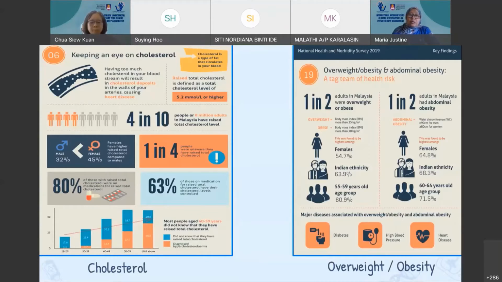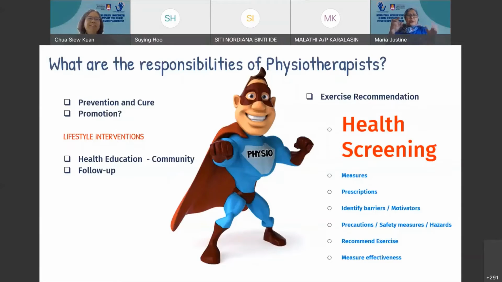And lastly, overweight and obesity and abdominal obesity. The statistics by the National Health Morbidity Survey found that 50% of adults in Malaysia are either obese or overweight, and 50% have increased waistline size or abdominal obesity. So who is this population? The majority are females, of Indian ethnicity, and for obesity or overweight among those 55 to 59 years old, and for abdominal obesity or adiposity, those among 60 to 64 years old. So your intervention should give priority to this group of vulnerable people. All right. So we already know the statistics of people with the burden of physical inactivity.